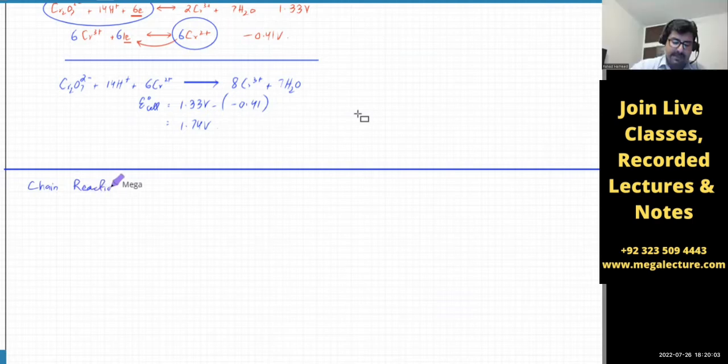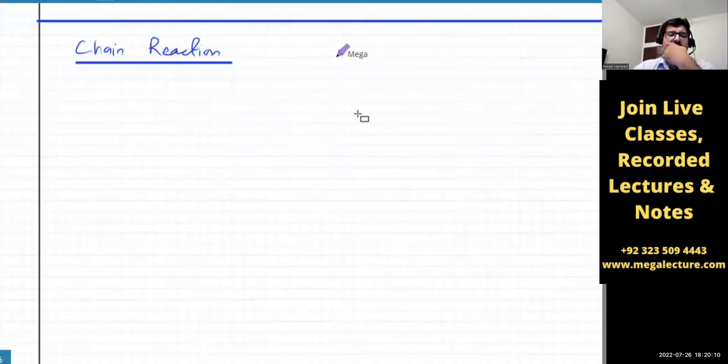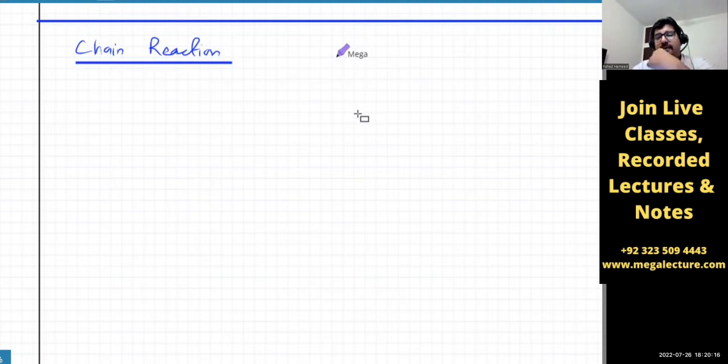But the concept is exactly the same. So a chain reaction is that you're going to have a first reaction and then you're going to have a second reaction. Okay? There's going to be a follow-up reaction as well.